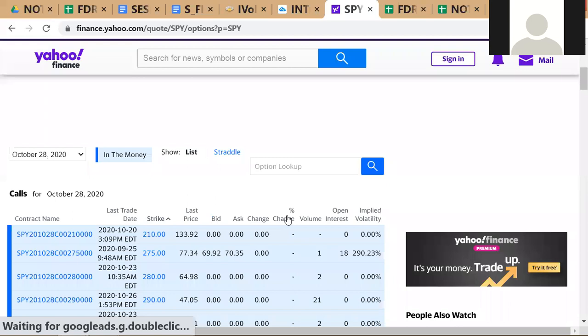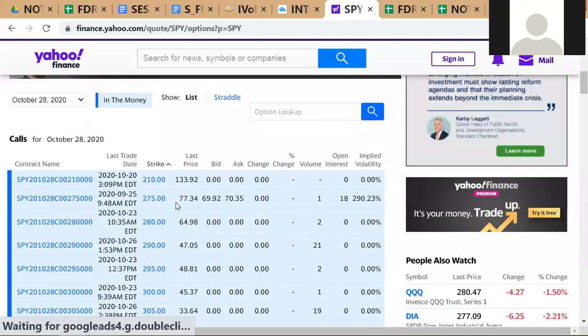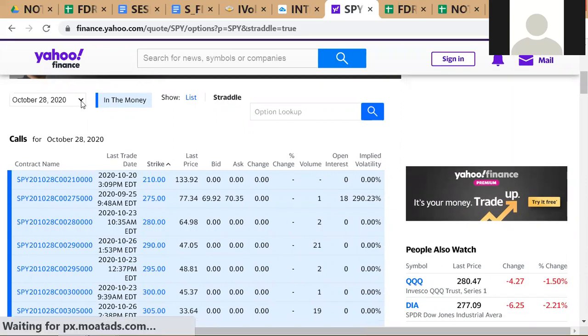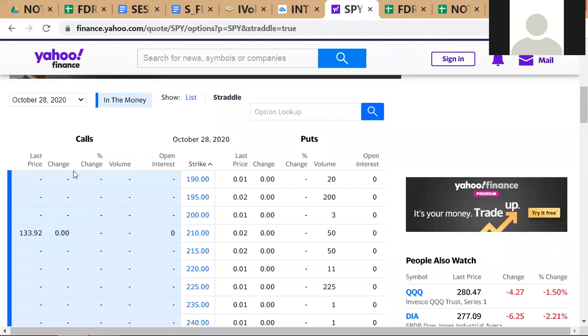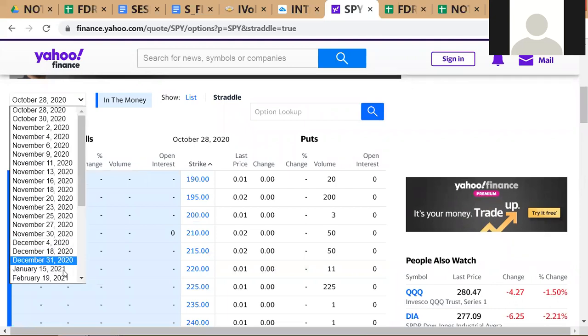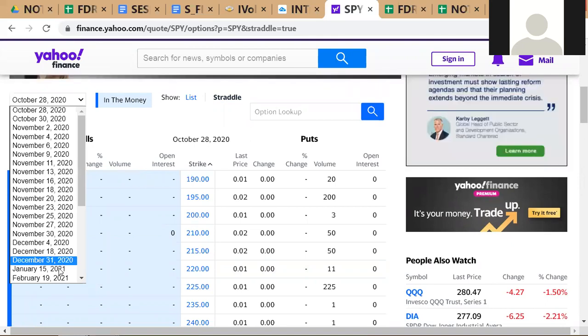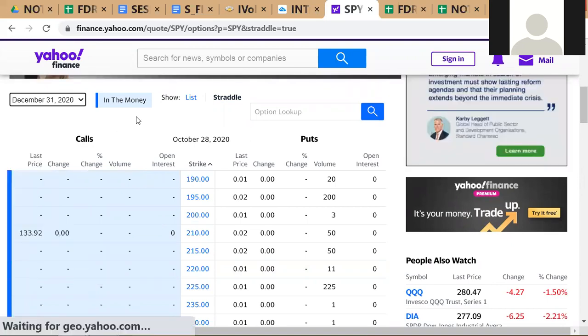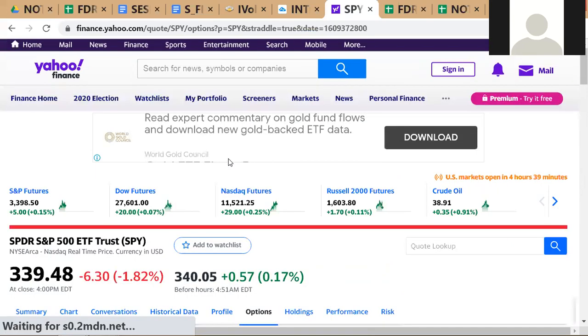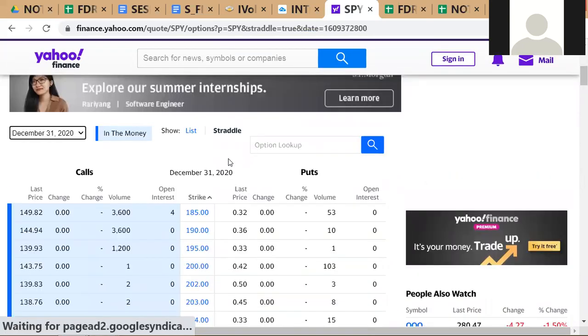And you can see this kind of view. You can make this a straddle view. We'll explain what the straddle is. This is very close, actually. We don't want this. We want a slightly longer one. Let's look at December 31. It redoes the list.